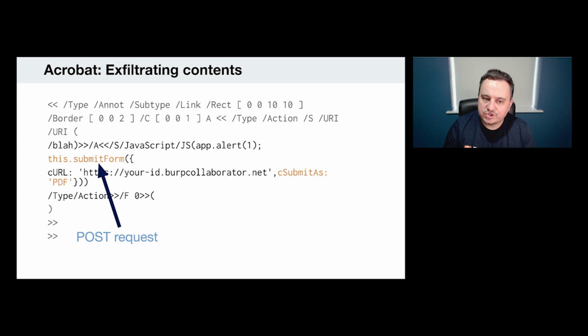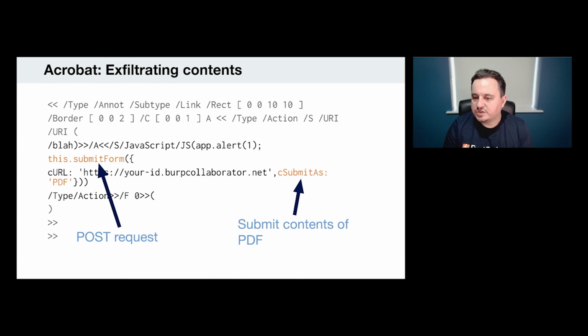Then we use the submit form action as mentioned here. This makes a POST request to a URL that we specify. This function accepts a string, where you can specify an external URL as a string, or an object, which in this case we're using. So we supply an object with a cURL property that specifies an external URL, which in this case is the Collaborator URL. And we have the cSubmitAs property, which allows you to submit the entire contents of the PDF, which is pretty cool.